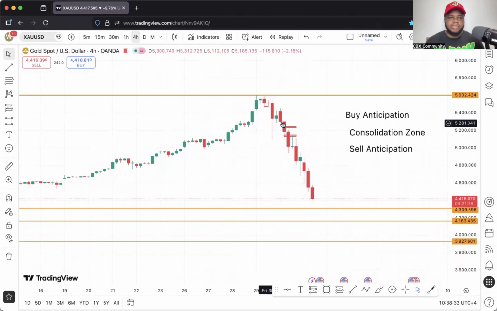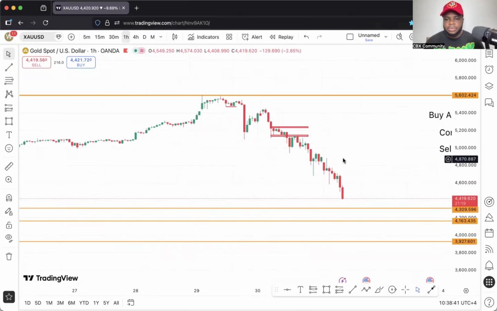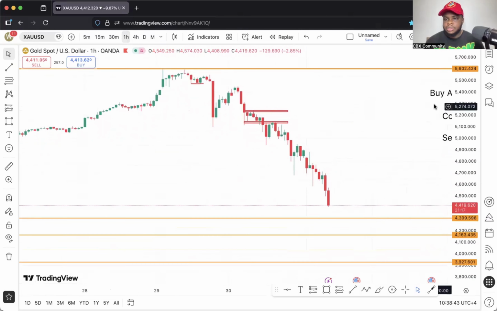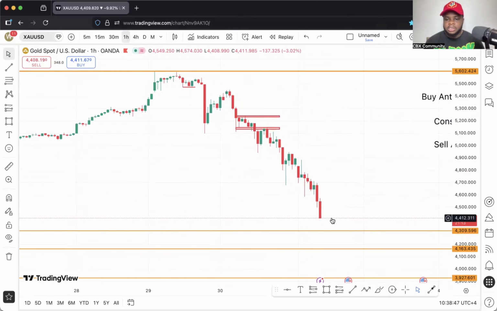So looking at the condition of the 4 hours market structure, we are in a downtrend. Let's go to the 1 hour. On the 1 hour market condition, we are still in a downtrend because of how the body of the candle is printing.